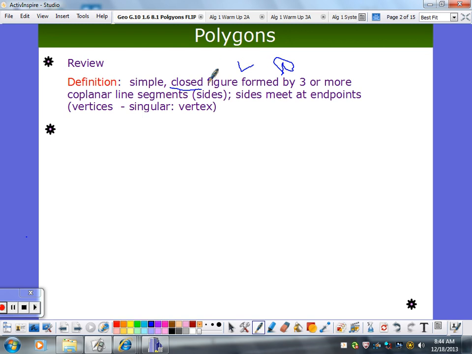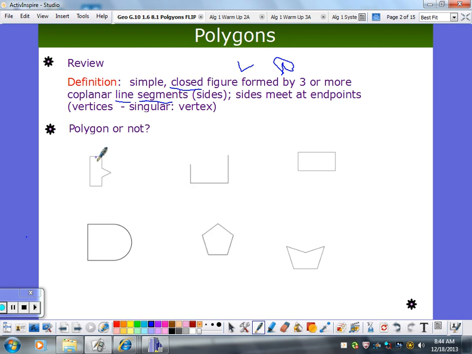So it's a closed figure formed by three or more coplanar line segments. We call those things sides. Sides meet at endpoints called vertices, or at a vertex, right? Yeah, nothing new. So let's look at these.